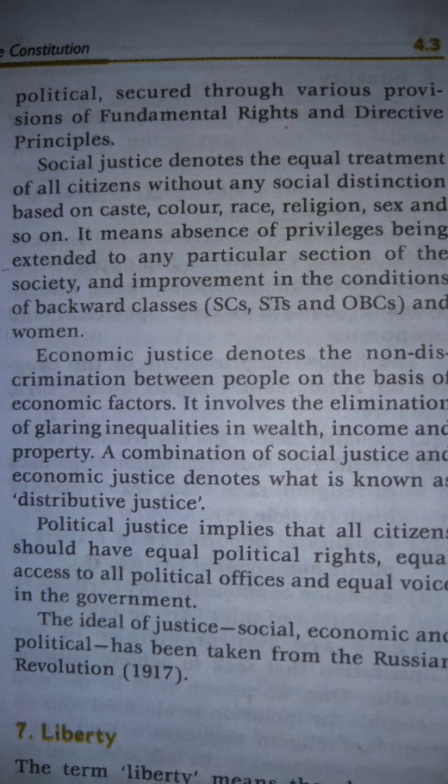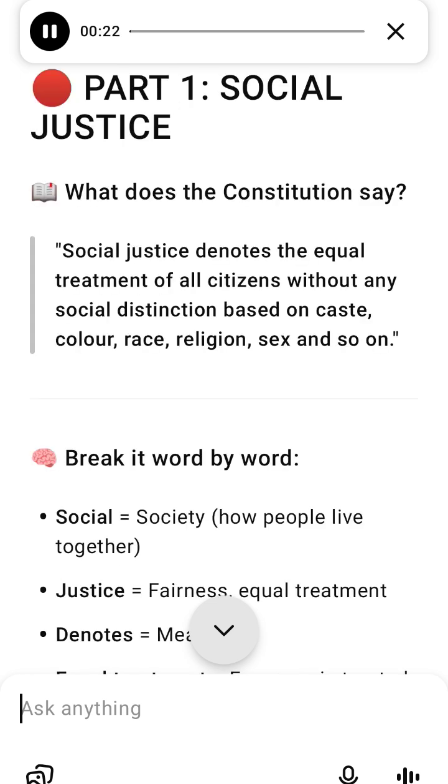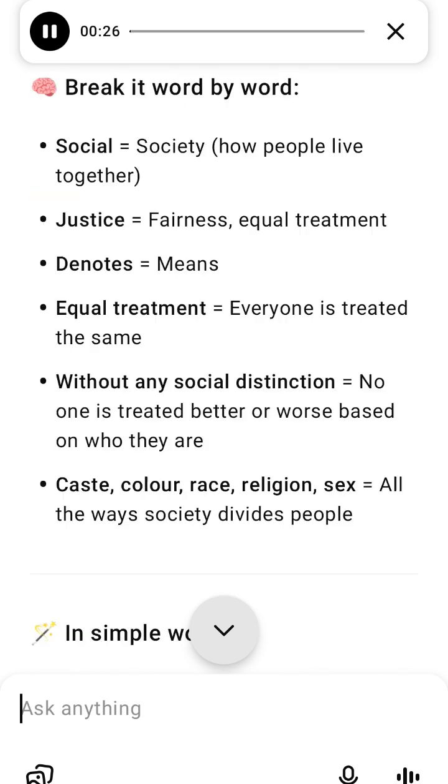What social justice wants: no one is better or worse because of their caste or religion. Everyone has the same dignity, respect, and chances. Weaker groups like SCs, STs, OBCs, and women must get support to rise. How is it done? Reservations in jobs and education, protection from social discrimination, and programs for upliftment of backward classes and women.